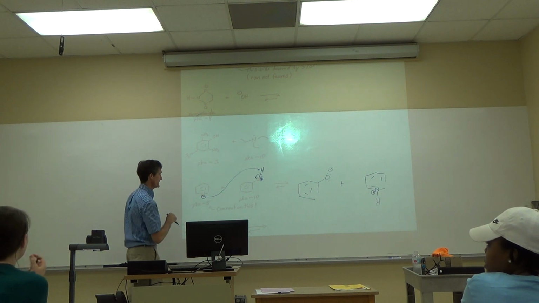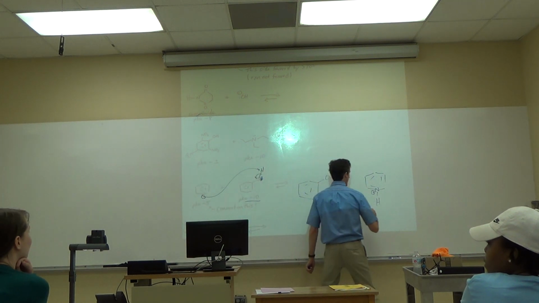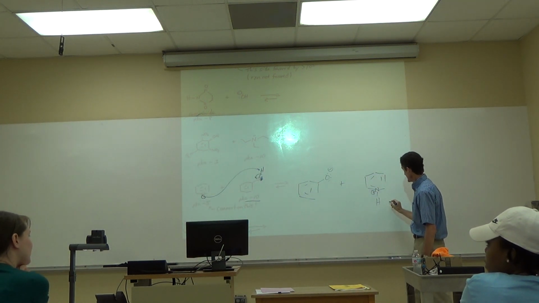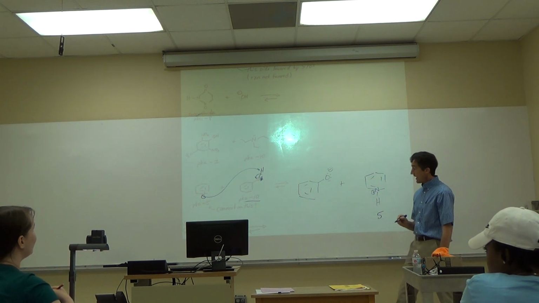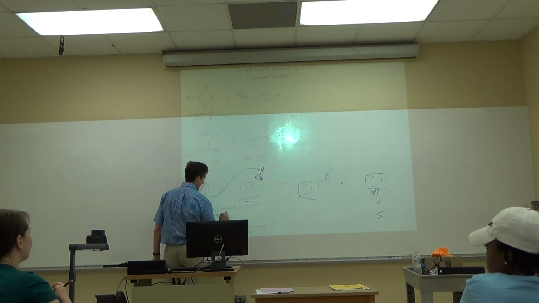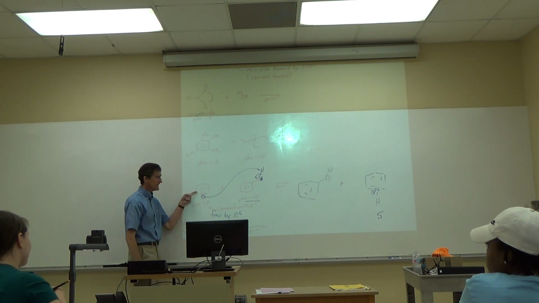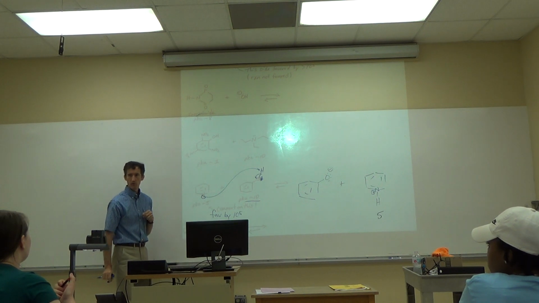Which side's favored? What's the acid over here? 10. What's the acid over here? 10 to the 5. The pyridinium, the protonated, it's 5. Which side's favored? Actually, this is favored. By how much? 10 to the 5. Yes. Let me ask you, is pyridine strong enough for the base to deprotonate phenol? No.